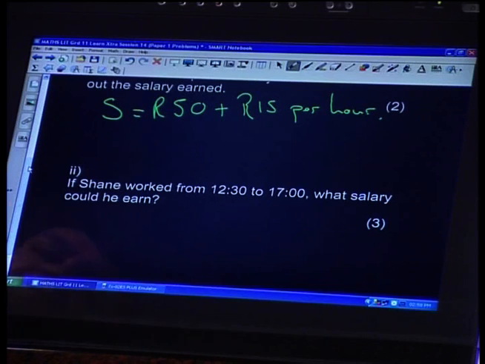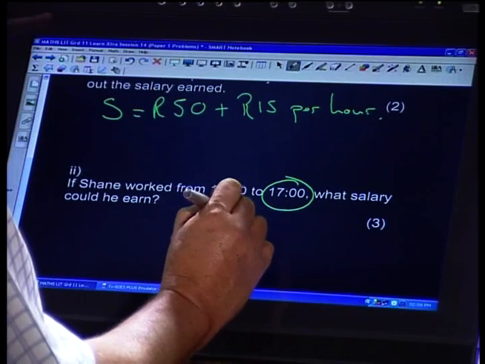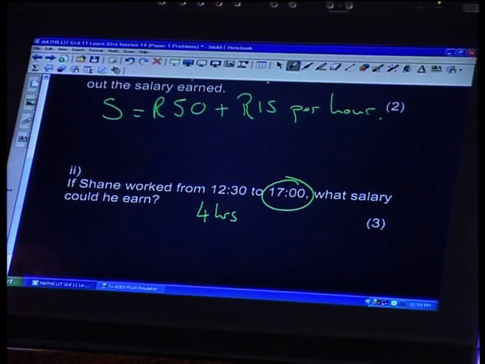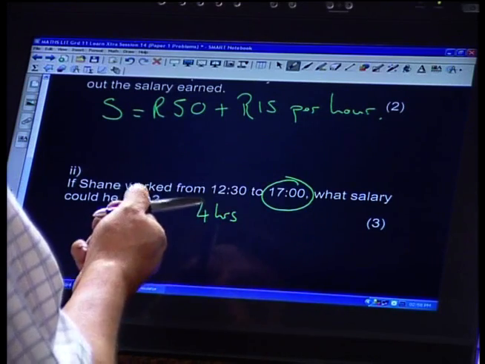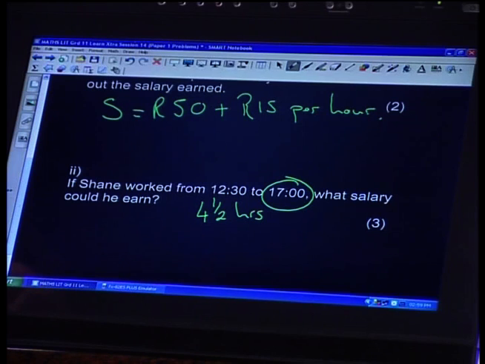Wait, now, let's stop for a minute. Let's have a look at this funny time here, 1700. What is 1700? 1700 is 5 p.m. So we know that he works from 12:30 in the afternoon to 5 o'clock that afternoon. How many hours is that? Well, it's 12:30, 1:30, 2:30, 3:30, 4:30. So it's 4 hours. And we got another half an hour, or 30 minutes. Or we could just say, it's 4.5 hours that he's actually going to work.